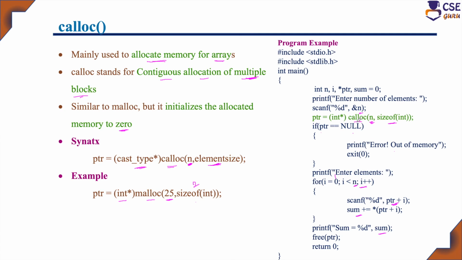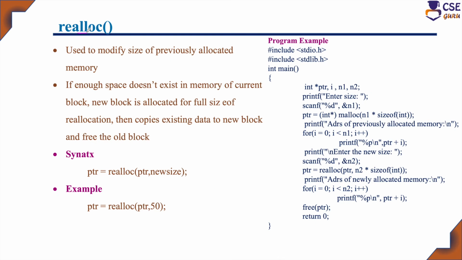Okay, so after using the calloc allocated memory space, at the end of the execution, if the execution is completed, we can free the memory space using the free function. This is also a memory management function. So this is calloc. And the next one is realloc.